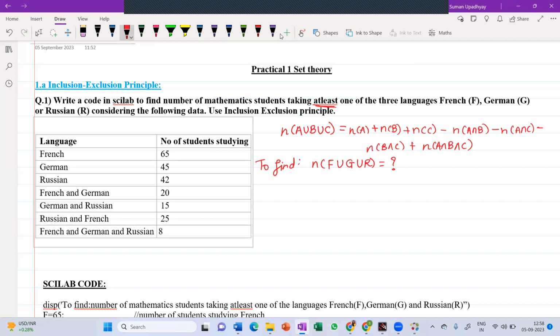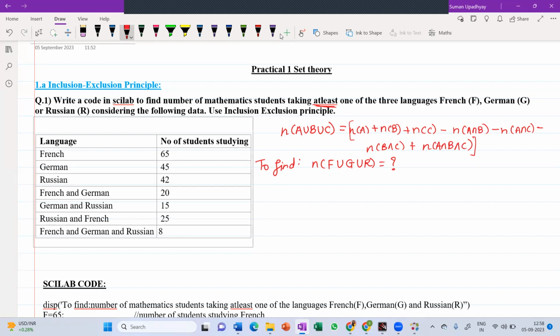So obviously now you have an idea what we are going to use. We are going to use this formula to find the number of students who have taken either French or German or Russian, or you can also say in other words, at least one of the three languages, French or German or Russian. Let us see what all things we are given.